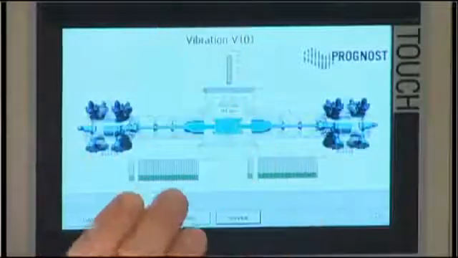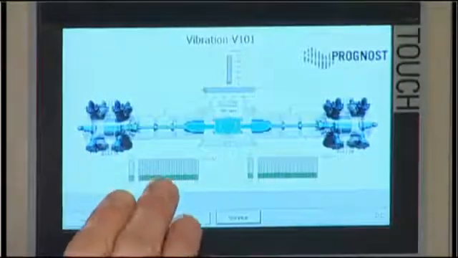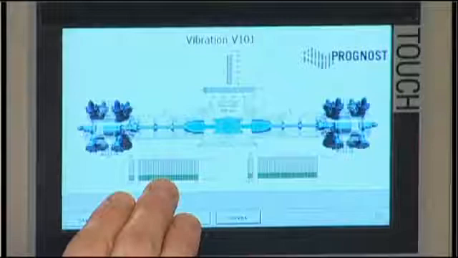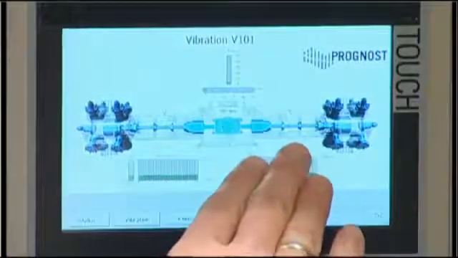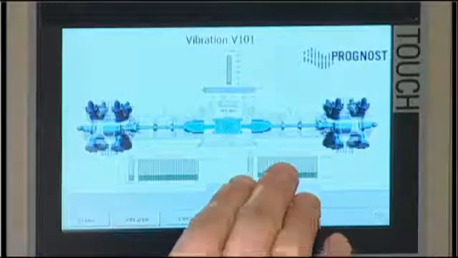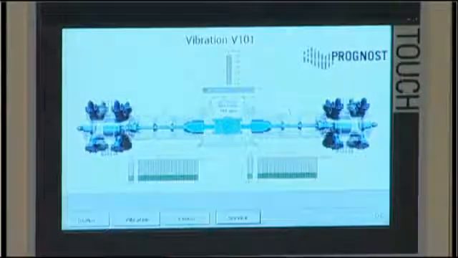The visualization you see here on screen is shown in 36 segments. The Prognost way is to monitor vibration levels in 10-degree wide increments. So every 10-degree increment we have an average vibration value we indicate here.